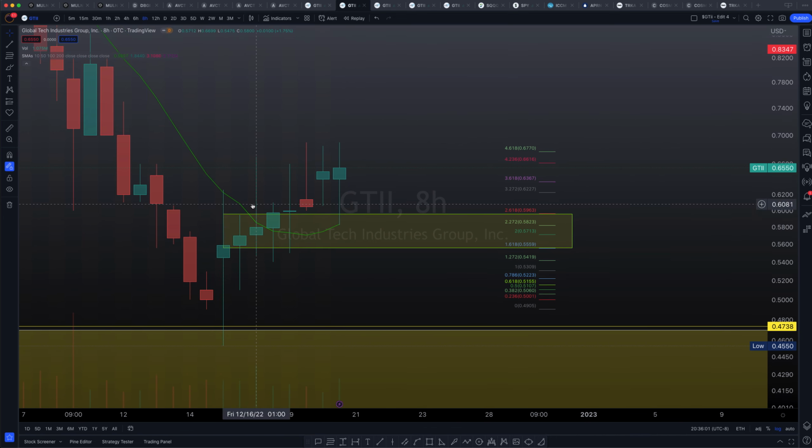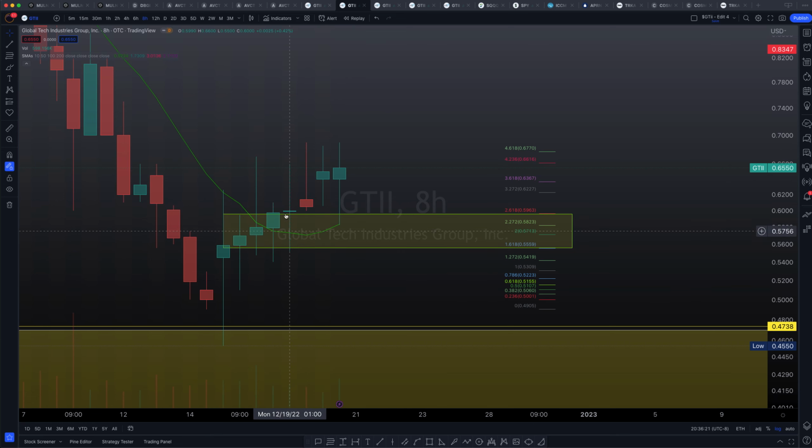Now, it's very dangerous when we're printing candles with long wicks to the upside like this. That usually presents some type of downside coming in, especially since we're breaking market structure in this candle here. It made a new low instead of continuing that higher high process that we've been doing.